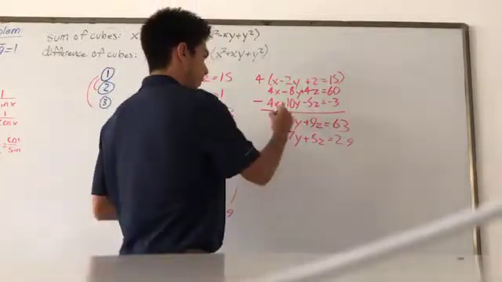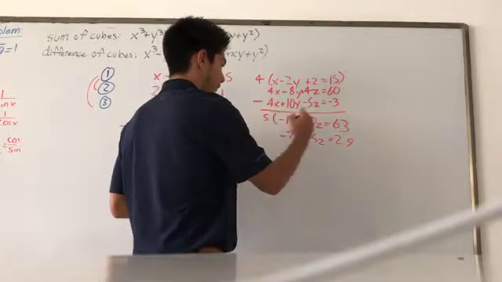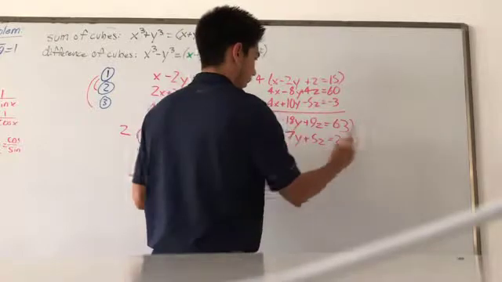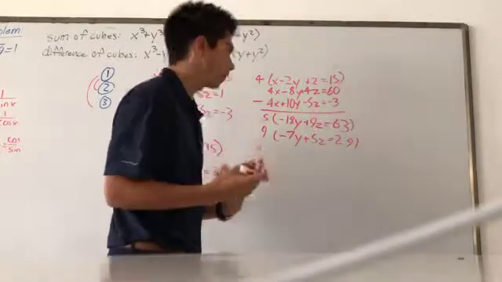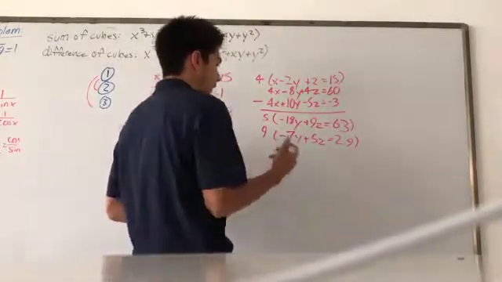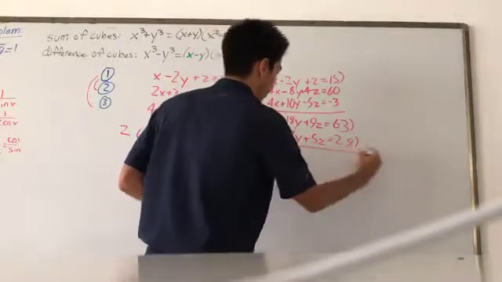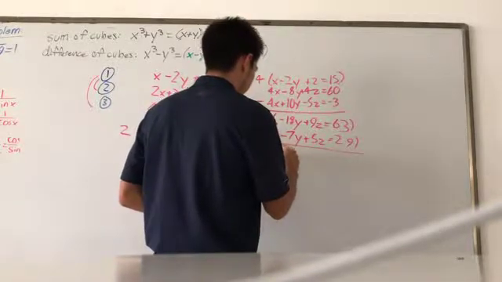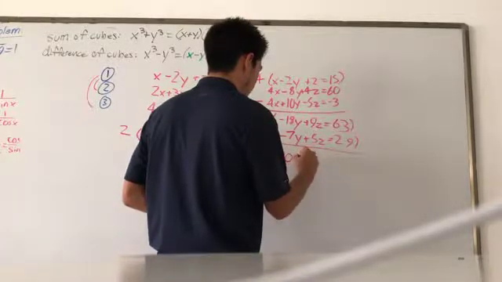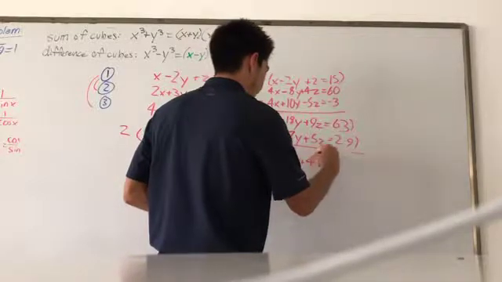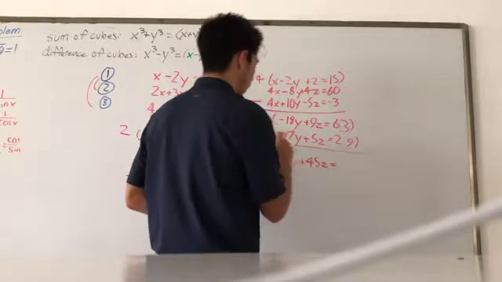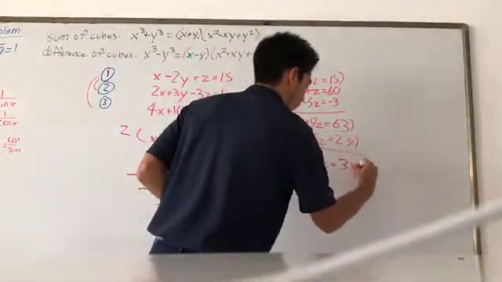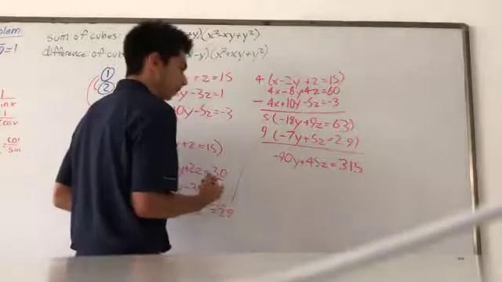So I'm going to multiply this top one by 5. I'm going to multiply this bottom one by 9 to get them equal to each other. 9 and 5 together make 45. So if I do that, 5 times negative 18, well, you can use a calculator. 5 times negative 18 is negative 90y plus 45z equals 5 times 63. Use a calculator. It should be 315 if my math is correct.